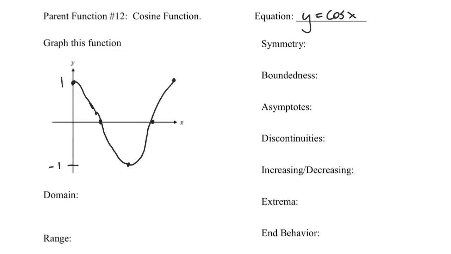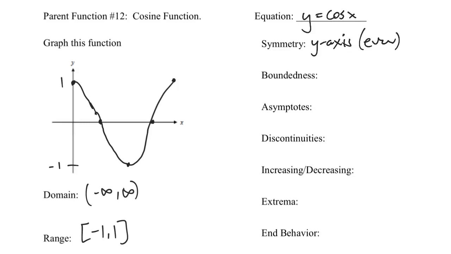Again, this picture repeats itself over and over in both directions, and so that means our domain is negative infinity to infinity, and our range starts at negative 1 and stops at positive 1. There is some symmetry to this. If you were to keep going and keep graphing, it has symmetry to the y-axis, which means that the function is even. It is bounded, just like the sine curve. There are no asymptotes. There are no points of discontinuity.